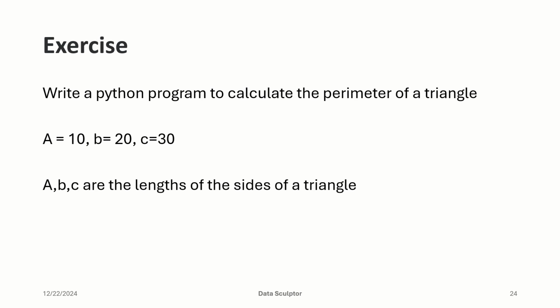So now, with whatever you have learned in this course, let's write a simple Python program. Our Python program is to calculate the perimeter of a triangle. A triangle has lengths 10, 20 and 30, which we have to assign to some variables, and we need to calculate the perimeter of this triangle. The perimeter of the triangle is nothing but the sum of the lengths of all its sides. So now let's write a simple Python program to calculate the perimeter.